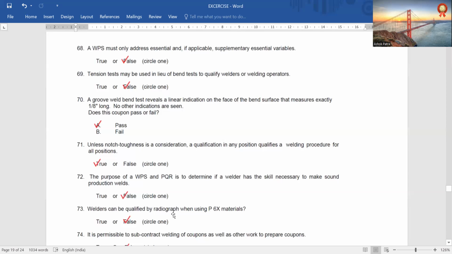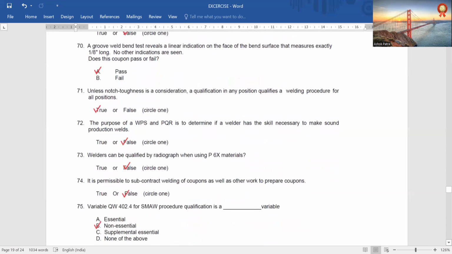Performance. Welder can qualify by a radiograph using E6X material. So no, false. So 61, 62, 63. Those are not possible by radiograph.